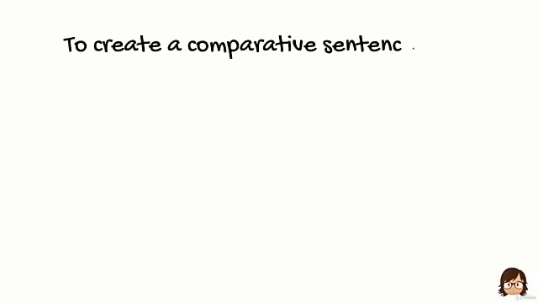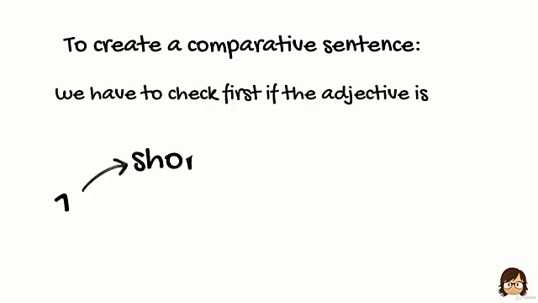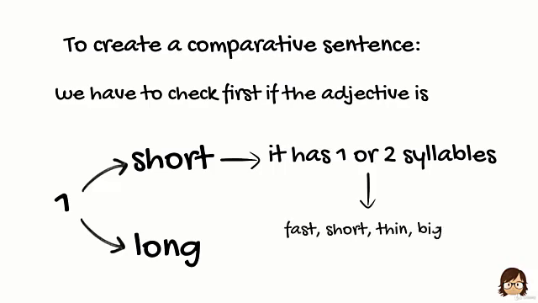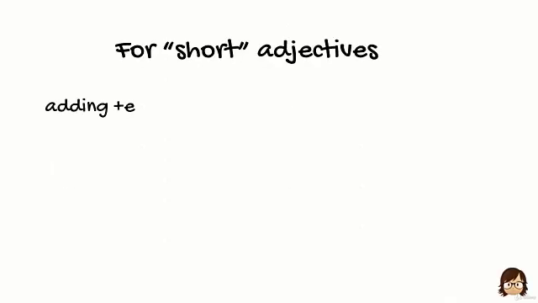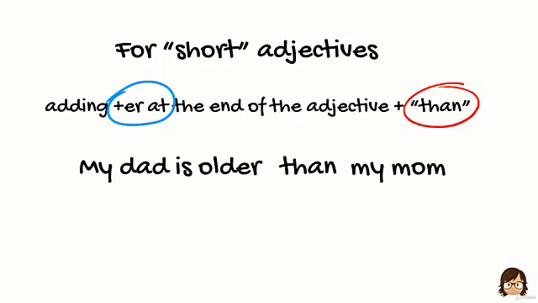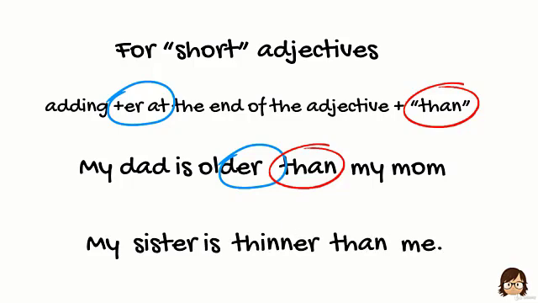To create a comparative sentence, we have to check first if the adjective is short or long. We consider short when it has one or two syllables, like in fast, short, thin, big, cheap, easy, funny, or old. For short adjectives, we create a comparative sentence by adding er at the end of the adjective and then than. Look at the example. My dad is older than my mom. My sister is thinner than me.